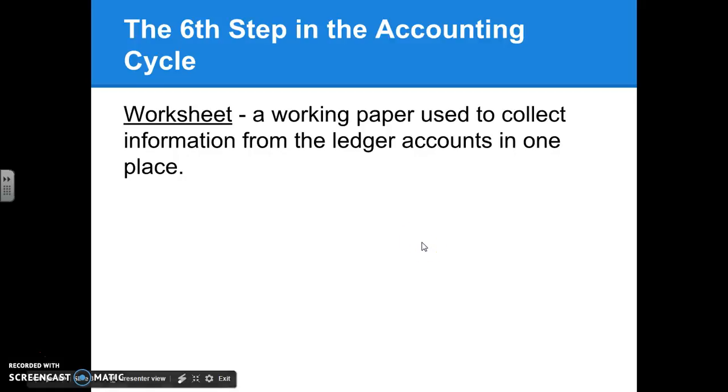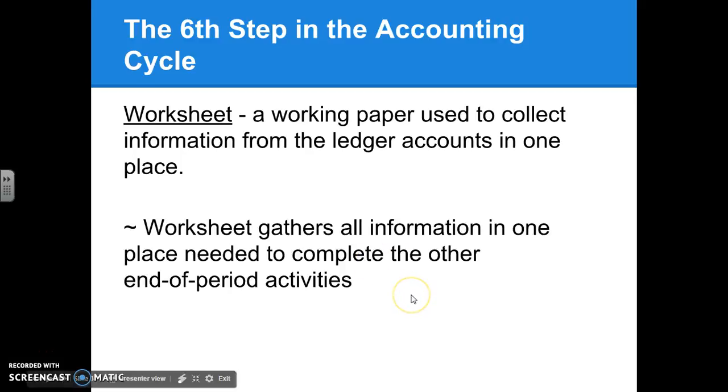Sixth step, and what you need to realize is that the worksheet is a working paper used to collect information from the ledger accounts in one place. So it takes all of our ledger accounts and places them in one worksheet. That way we have all of the accounts listed and also the balances of those accounts. The worksheet gathers all information in one place needed to complete the other end of the period activities, which we will get to in future chapters.